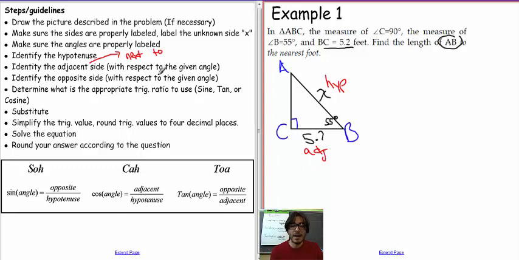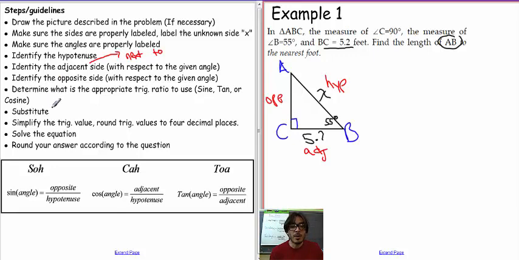Then it says identify the opposite side. So we have a blank for the opposite side. There's nothing there, but that is the opposite side. The opposite side is across from the given angle, 55 degrees. And it's not a line segment that makes that angle. So what I mean is, line BC and line AB make the 55-degree angle. The opposite side is not one of those lines.